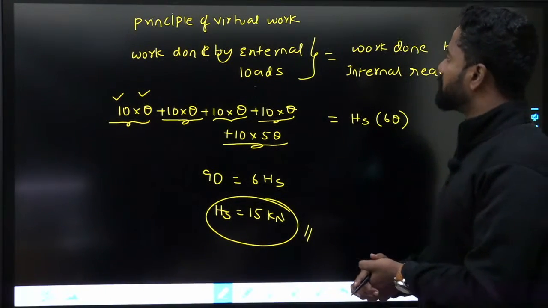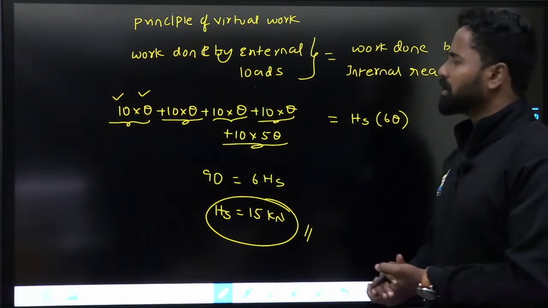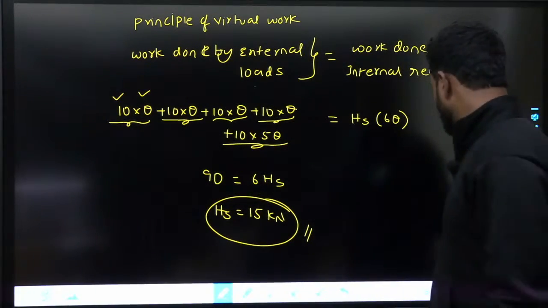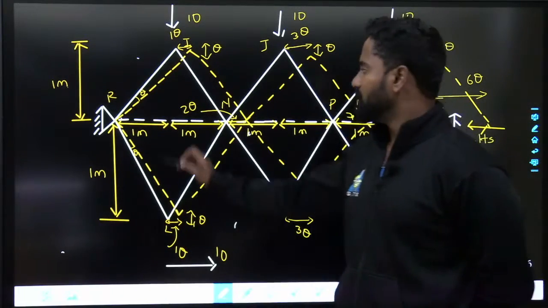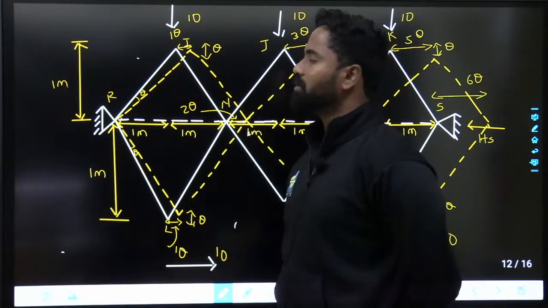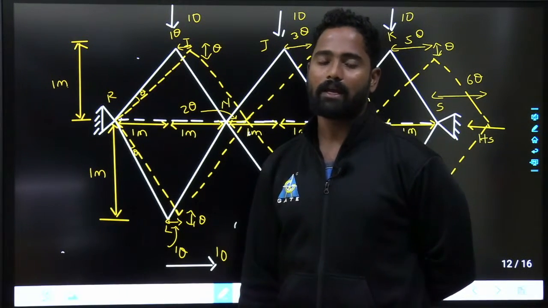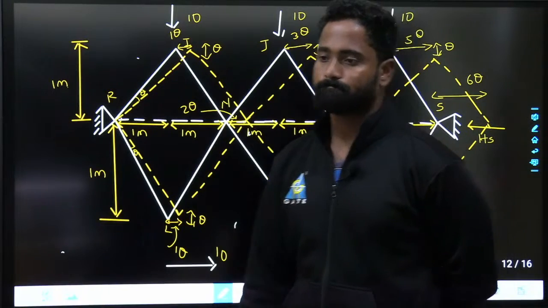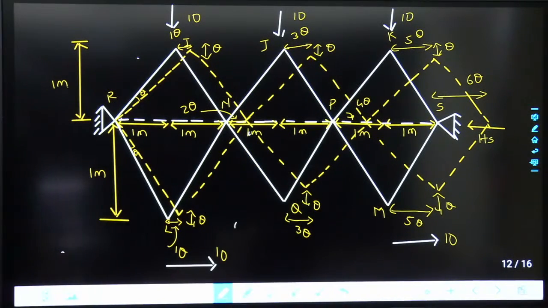The idea is simple. Principle of virtual work: virtual work done by external loads equals virtual work done by internal reactions. So you just have to find the displacements. If this is theta, horizontal displacement would be theta and vertical displacement will also be theta. That is the meaning of it. Any doubts, you can ask me.